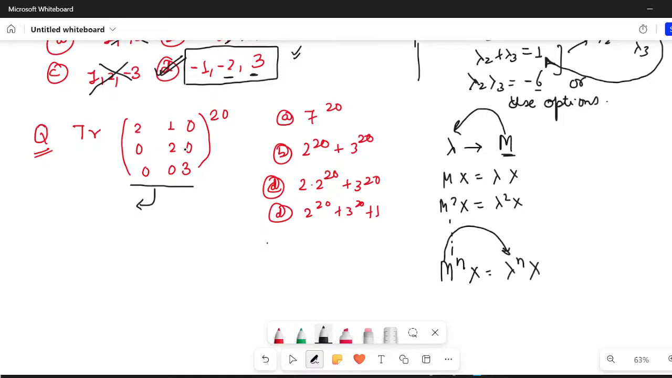So what would be the eigenvalues for this? Please let me know. I think that is something that you can do. I don't think there is an issue with this. So just find the determinant: here you will have 2 minus lambda, 1, 0. Here you will have 0, 2 minus lambda, 0. And here you will have 0, 0, and 3 minus lambda.